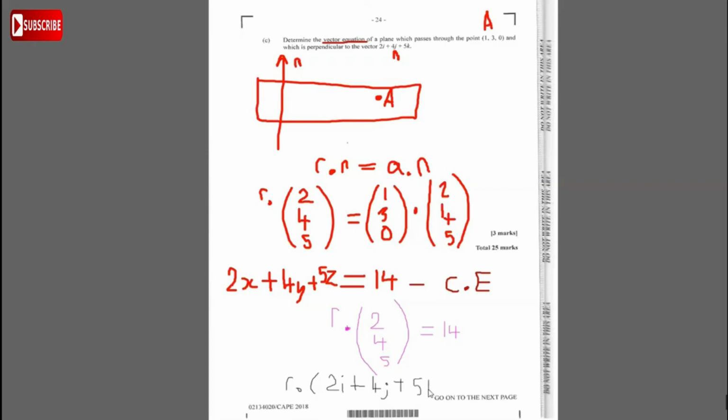Either way you leave it is fine, because some people prefer the column vector form and some people prefer the ijk form. So leave it as any one of these, and these are the vector equations. Alright, so anyways, up to you. Typically they usually ask to leave it in Cartesian, but this time they said vector equation. This completes question 4.